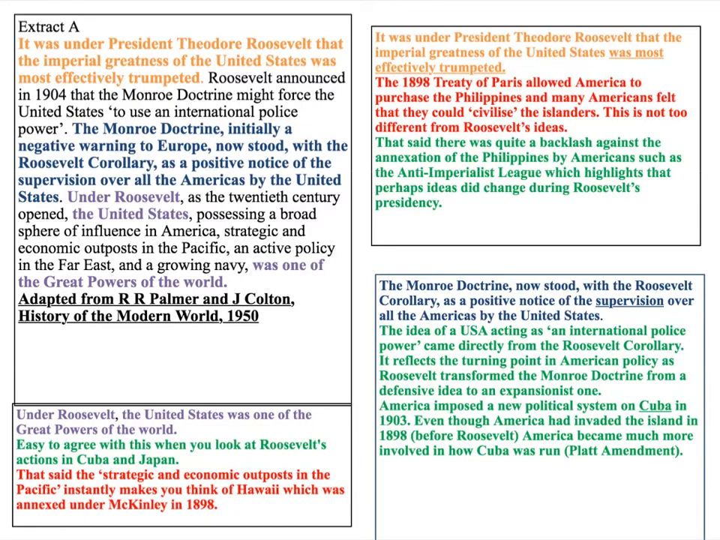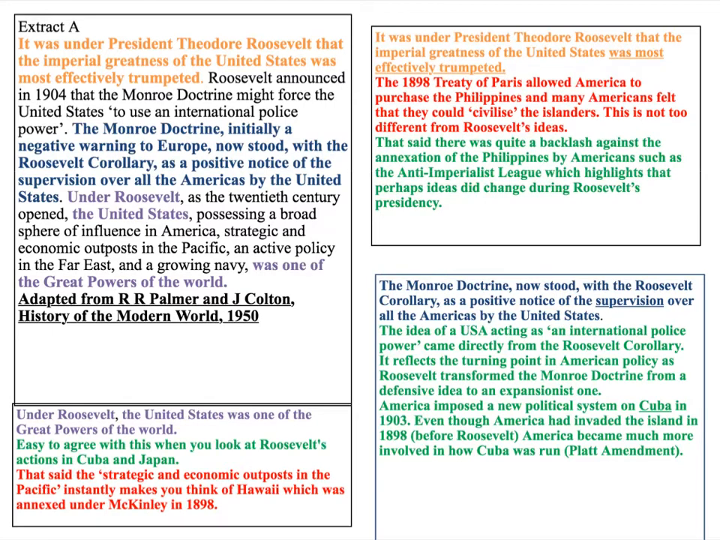America imposed a new political system on Cuba in 1903. Even though America had invaded the island in 1898, obviously before Roosevelt, America became much more involved in how Cuba was run, with things like the Platt Amendment, which limited Cuba's sovereignty and gave the USA the right to intervene in Cuban affairs and naval bases in Cuba. So again, that shows perhaps why the author has mentioned that element there.